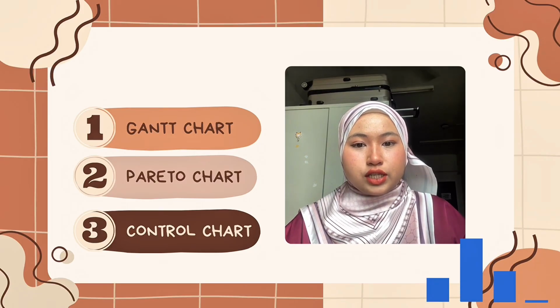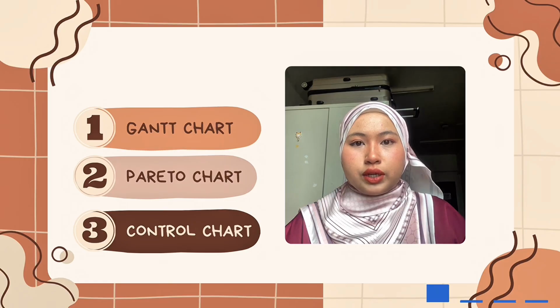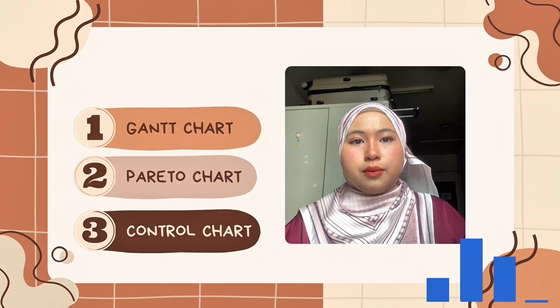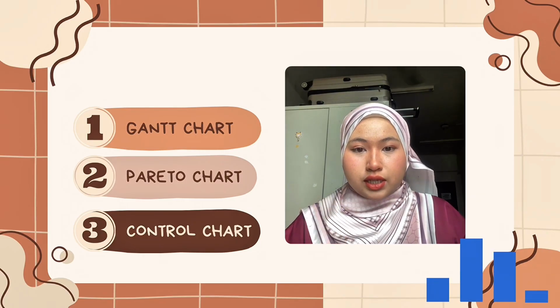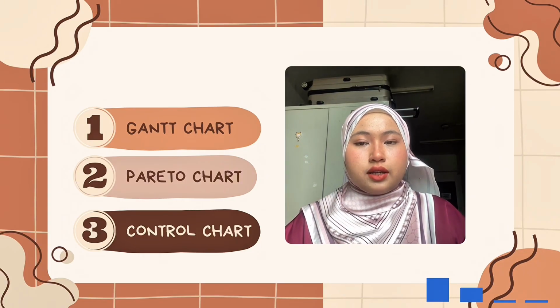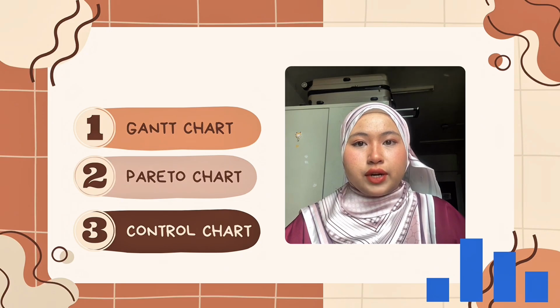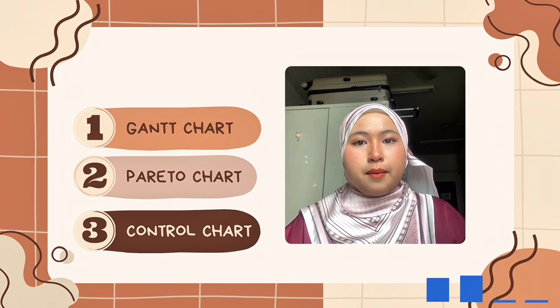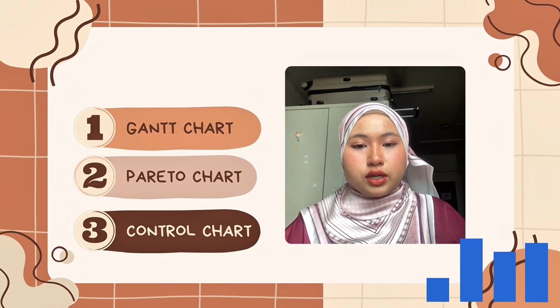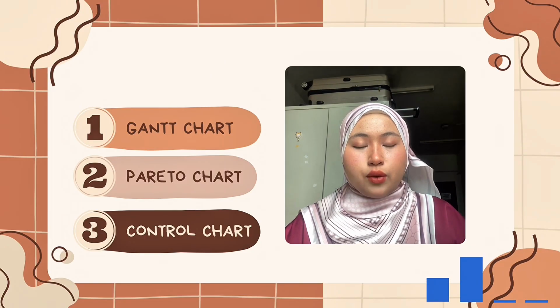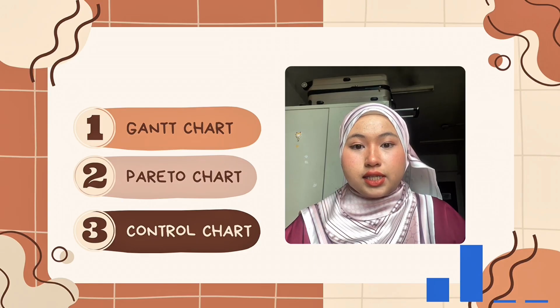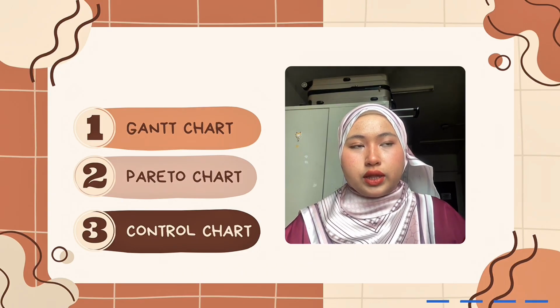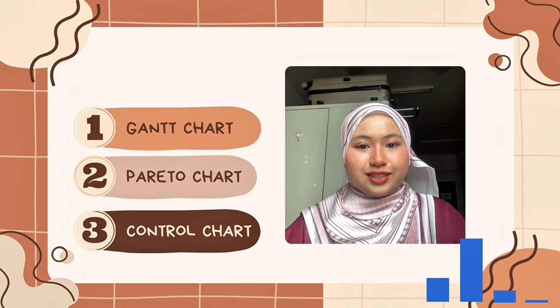This is my individual assignment for BC30603. So in this video, I will show how to create 3 charts using Microsoft Excel. These charts are Gantt charts, Pareto charts, and control charts. Each chart has its function to help us plan, analyze, and monitor a project or a process. I will explain step by step using a simple example for each chart. Let's begin with the first chart, the Gantt chart.